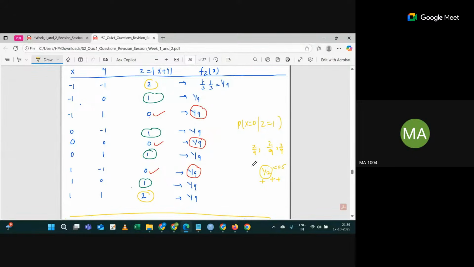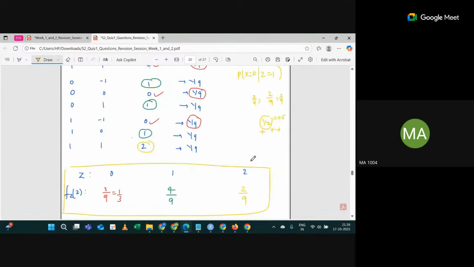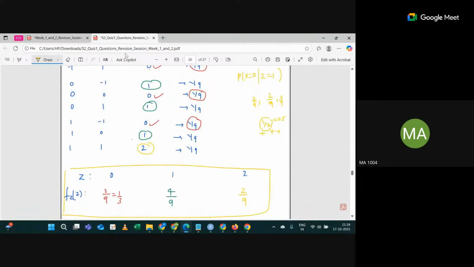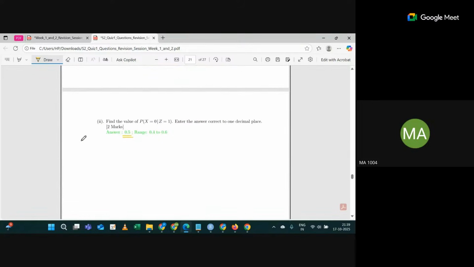Okay, shall I solve this then? See, when you say 2 by 9, you are simply saying the joint probability of x equal to 0 and z equal to 1. That is something you have to keep in your mind. So let's try to understand. Probability x equal to 0 given z equal to 1 is, as per the definition, probability x equal to 0 and z equal to 1 divided by probability of z equal to 1. Yes or no? So far so good?